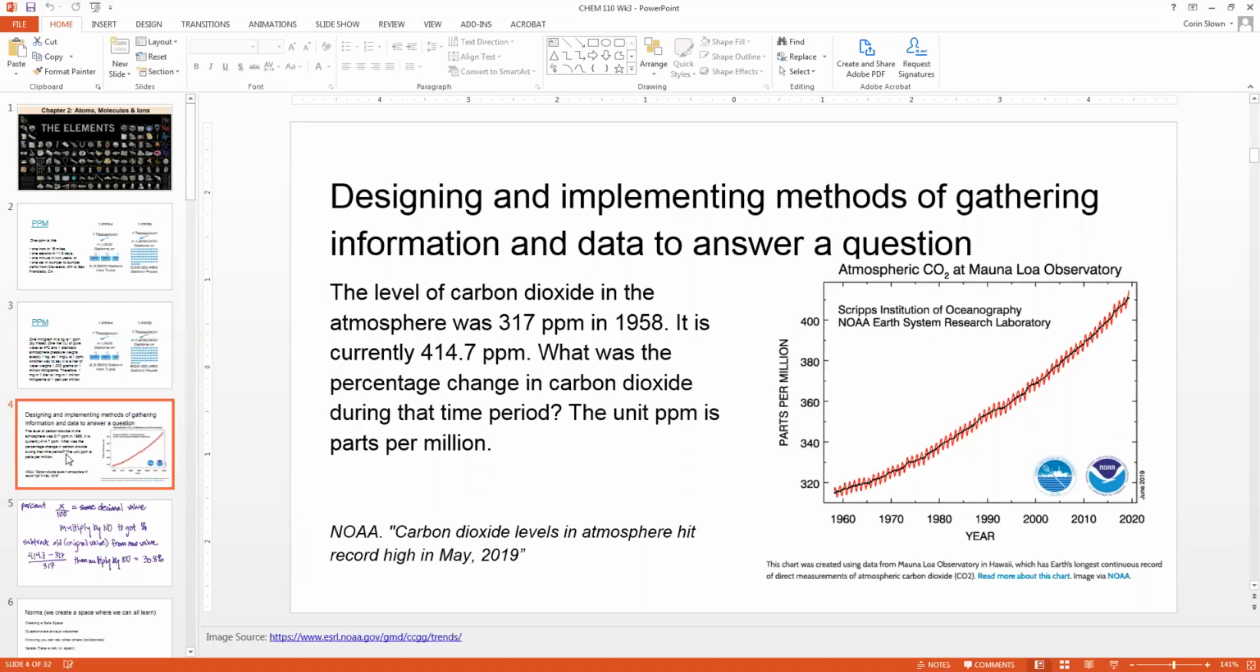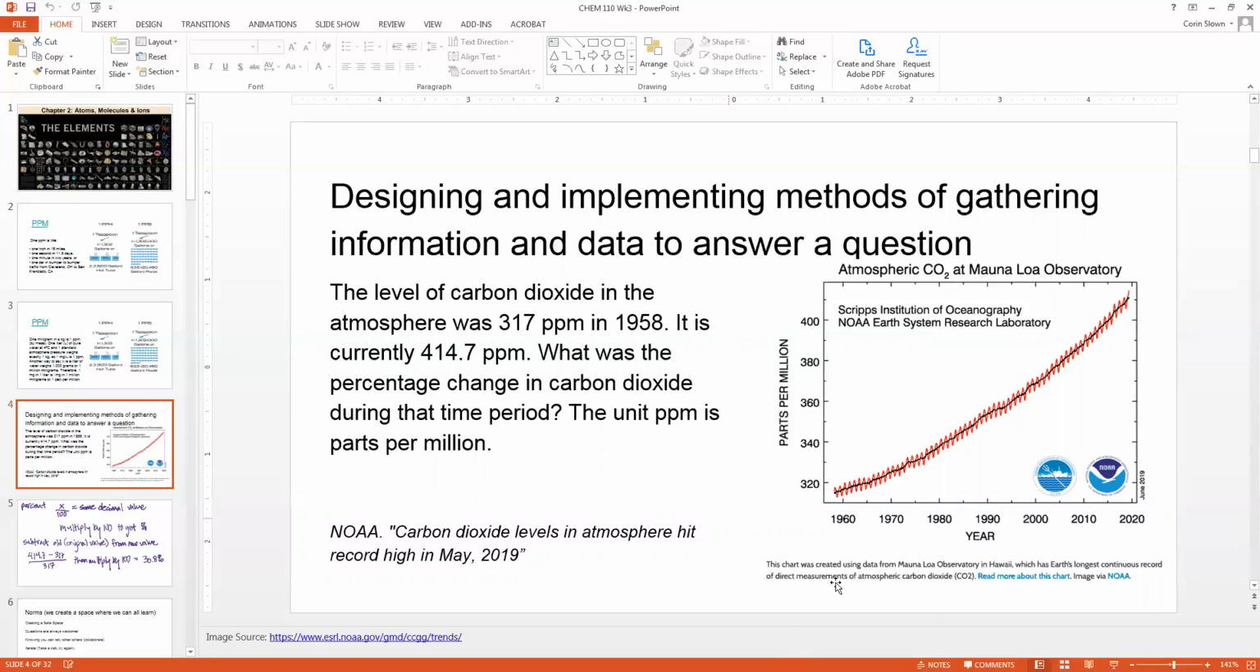When we think about problems, sometimes it's useful to think about units and the way that can inform our understanding of problems. So the level of carbon dioxide in the atmosphere was 317 parts per million in 1958. It is currently 414.7 parts per million. What was the percentage change in carbon dioxide during that time period? So the unit, parts per million, is the unit that we're thinking about here.